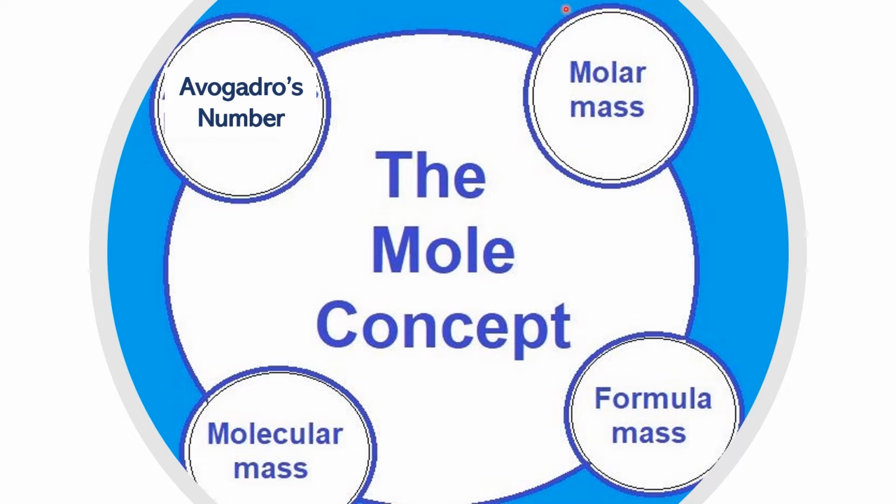The counting unit for atoms, ions, and molecules is the mole, which is also equivalent to its molecular mass, the formula mass, and also equivalent to the molar mass, and also equivalent to the Avogadro's number. Take note of the following equivalents.